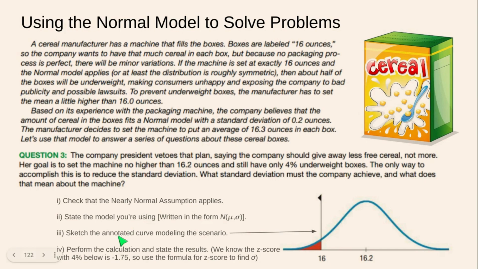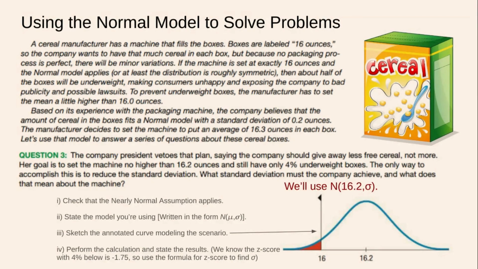All right. Perform the calculation and state the results. We know the z-score with 4% below is negative 1.75. We'll incorporate that, and we're also going to incorporate the mean of 16.2 and the value 16 here. So take a moment. I want to see if you can figure this out. Try this one on your own and see if you can find what standard deviation would give us, with a mean of 16.2, 4% boxes underweight. All right, I'll assume we're ready to go on.